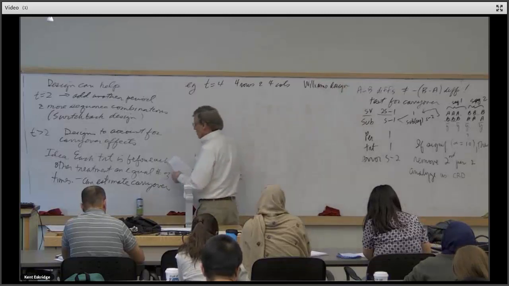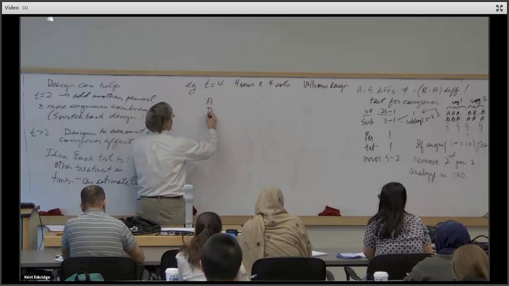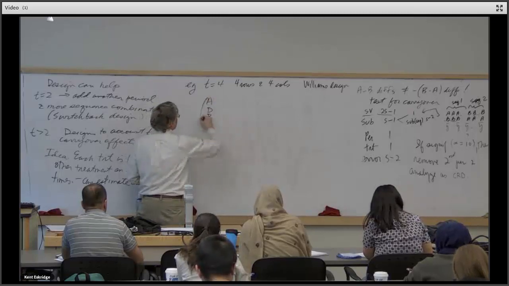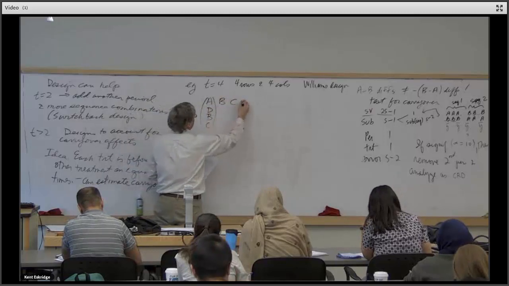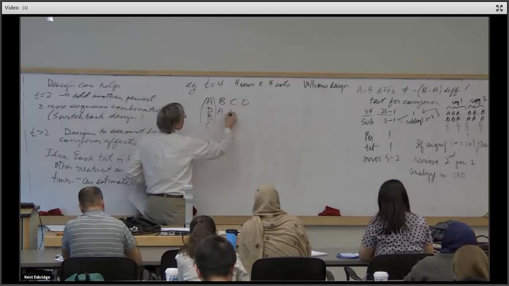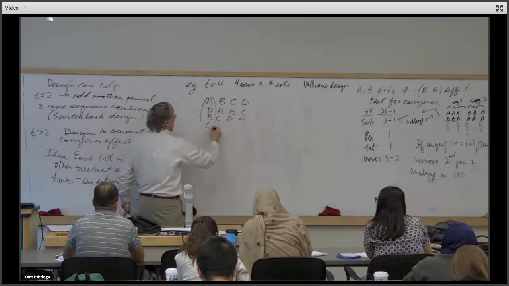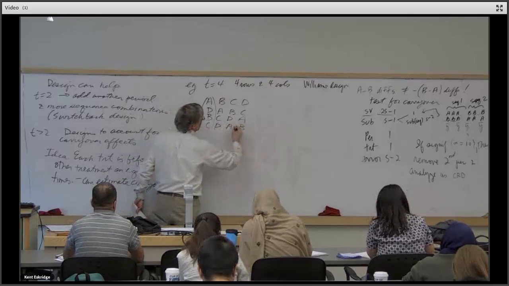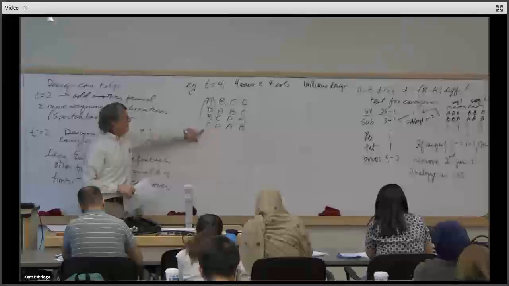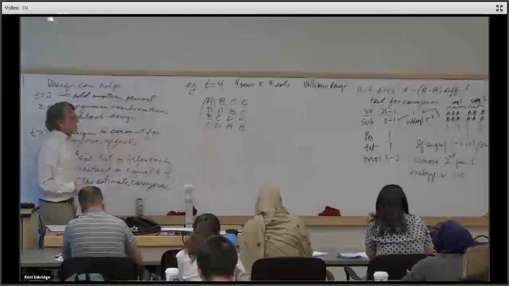Okay, and so here's just an example. Here's my generator: A, D, B, C. That's my generator. And I'm going to generate it this way, so it's going to go B, A, C, D; C, B, D, A; and D, C, A, B. So that's my generator. It's a cyclic design. It's just a Latin square, that's all it is.